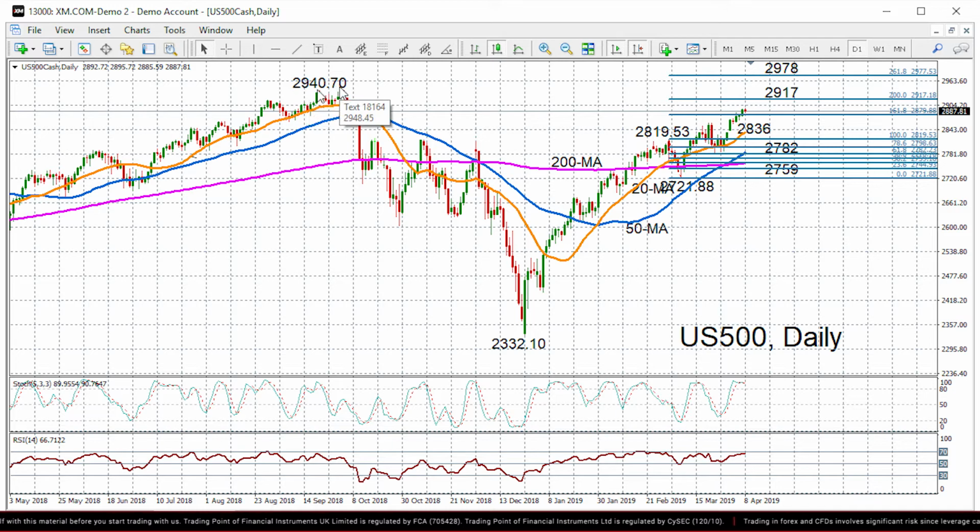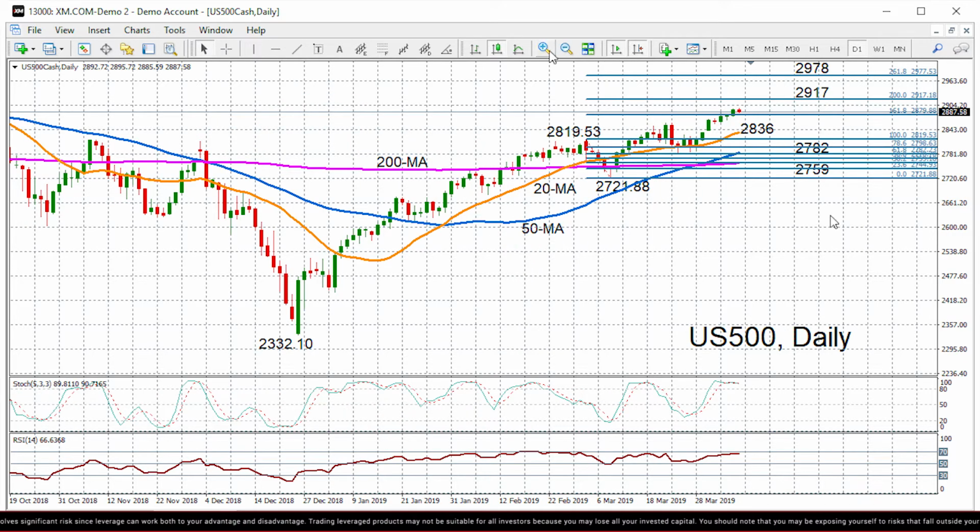2,940.70. If the index manages to hit a fresh record high, the next target above 2,940 would be the 261.8% Fibonacci extension. That's at 2,978. To the downside, though, we could actually see some downside in the near term.